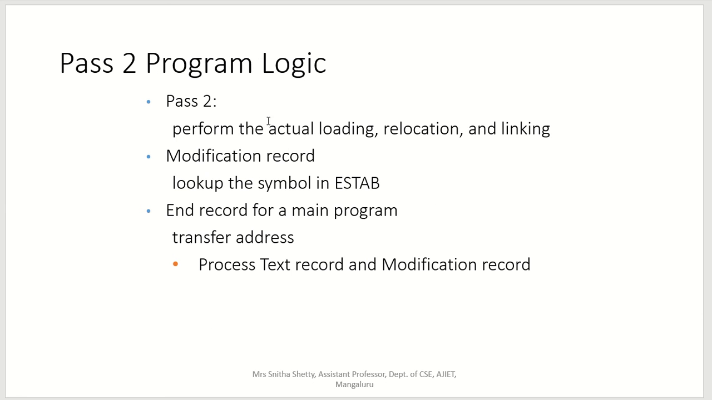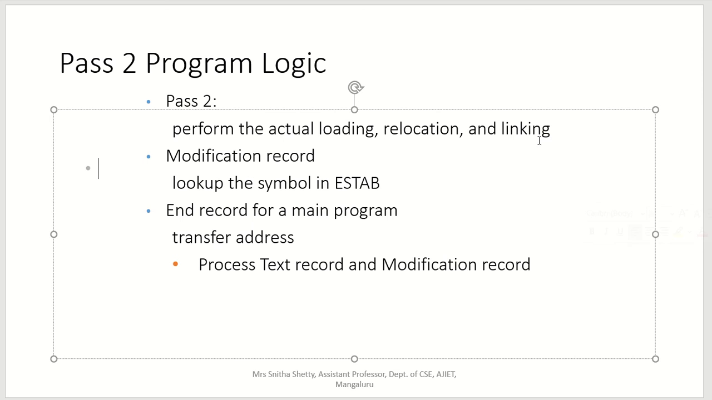in pass 2, what happens is it performs the actual loading. In pass 1, it just calculates the address, right? In pass 2, it performs loading, relocation, and linking. Okay, and if there is any modification, that means if there is any relocation in a SIC program, SIC/XE program, then the modification record is used. And at the end record, it will get the entry address, and it will process the text record and the modification record.